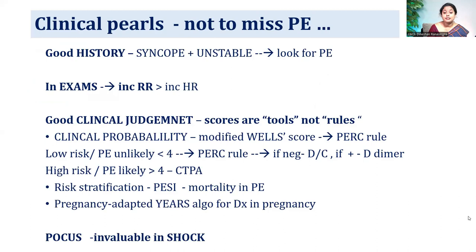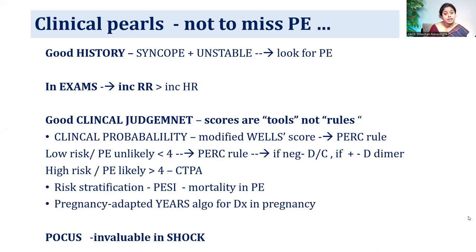If a patient comes in with syncope, always ask whether it is primary or secondary, whether it was due to some cause or it was just a mechanical fall. So it's always important that secondary syncope be investigated. And if a patient has syncope plus unstable vitals, always look for pulmonary embolism. This is something like a mantra. And we know that tachycardia is a common finding in pulmonary embolism. That's what we learned. But remember, tachypnea could be commoner than tachycardia.